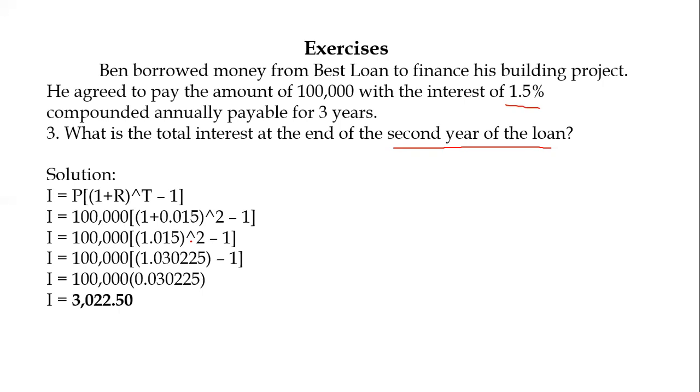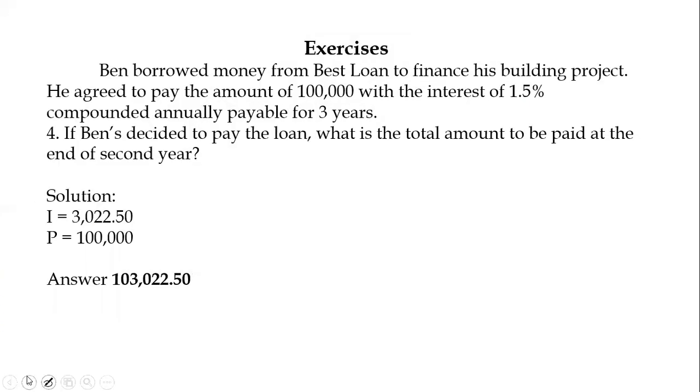1.015 times 1.015, that is 1.03225. Okay? Minus 1, that is 0.03225, times 100,000. So the answer is 3,022.50. This is the total interest at the end of the second year of the loan. Okay, I hope you got it.